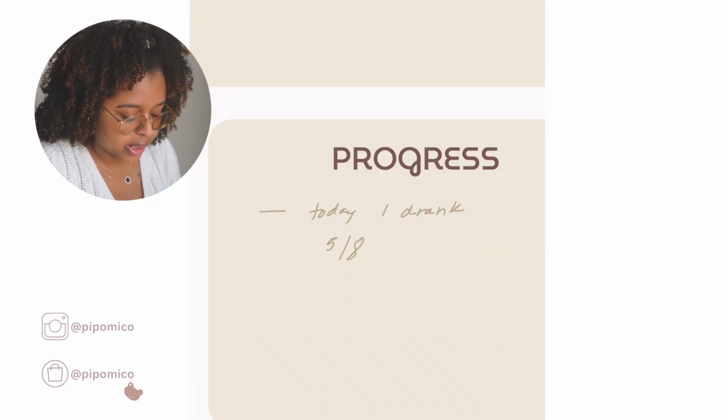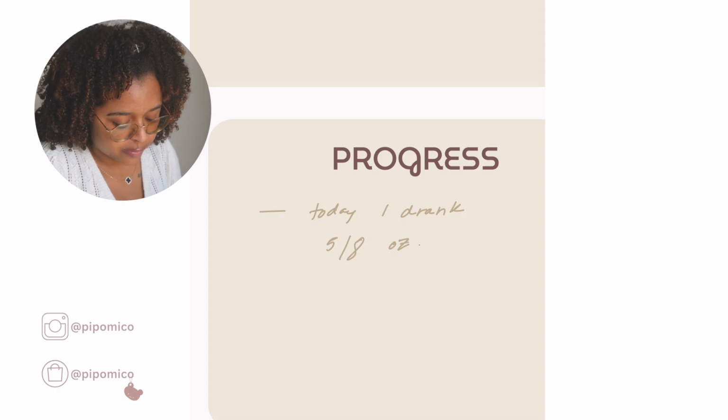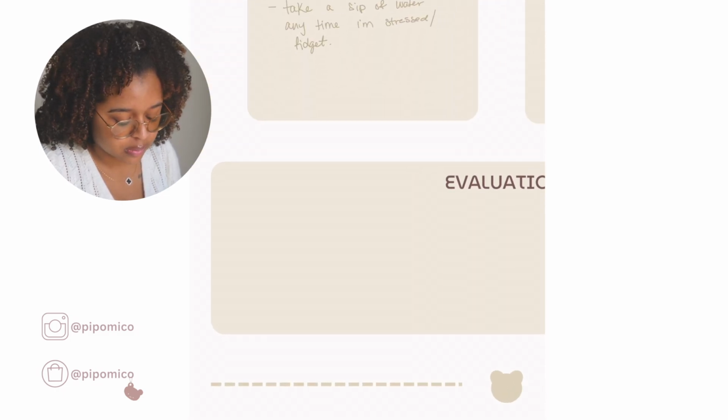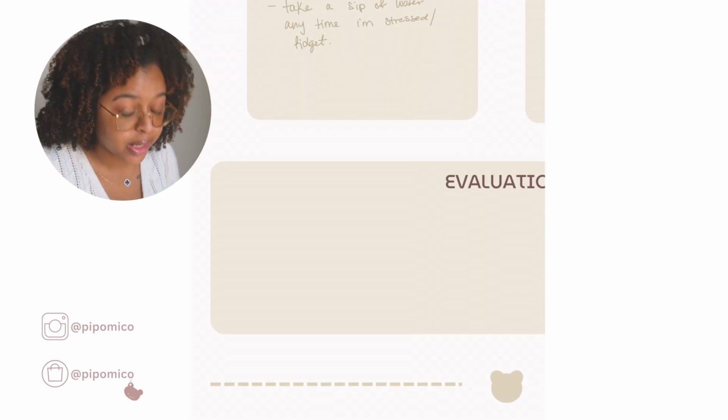And then I can say, hey, my progress today, 5 out of 8 ounces. And then my evaluation, I can basically write down, hey, I think this plan is working, or hey, I may need to come up with another plan because within the past week, I've only been able to drink 5 out of 8 ounces and I'm not able to get my full 8 ounces of water, you know, something like that.